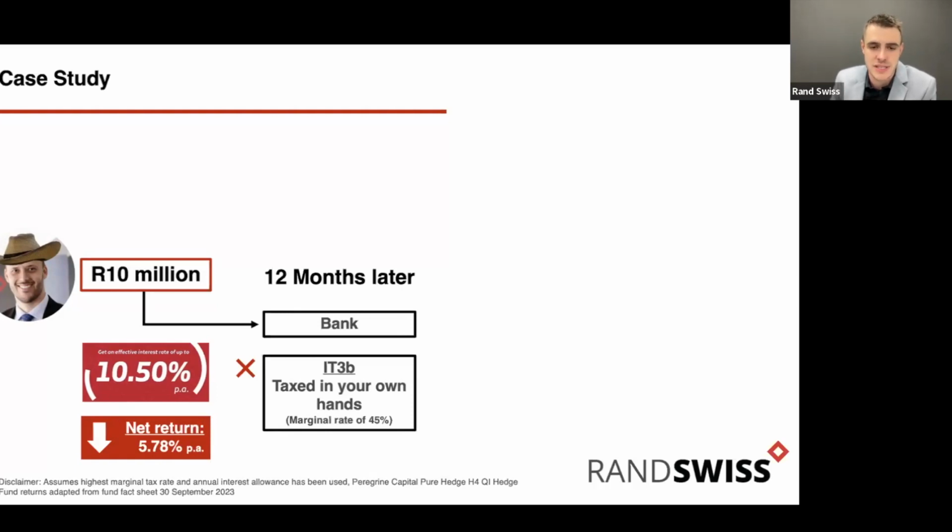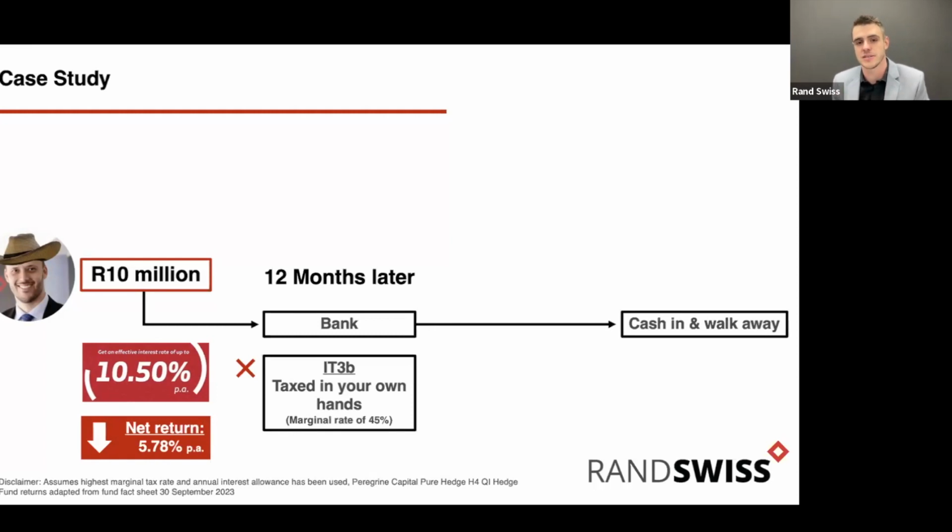So then I actually don't think, if an advisor recommends this, they're actually doing their job, because they haven't really added much value to the client. Because in this case, Farmer Gary had 10 million Rand. He had a very short time horizon of only 12 months. The advisor recommended that he put it in the bank. He ended up getting whacked with tax. He only made a 5.7% growth. He cashed it in and he walked away.